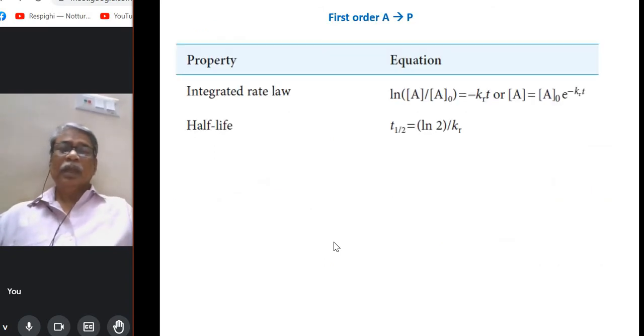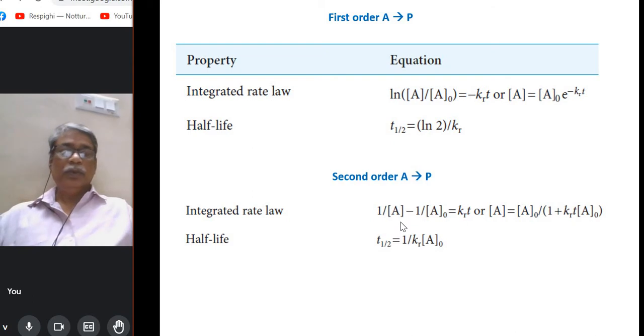And then just a quick review: for an A to P kind of reaction, for a first order reaction, the indicated equation is like this, and the half life is ln 2 by K. For a second order reaction that I have already deduced, again you will get these equations, either the first one or the second one, and t half is 1 by K A0. You notice carefully that in the first order t half there is no A0, but in the second order t half, A0 is there.